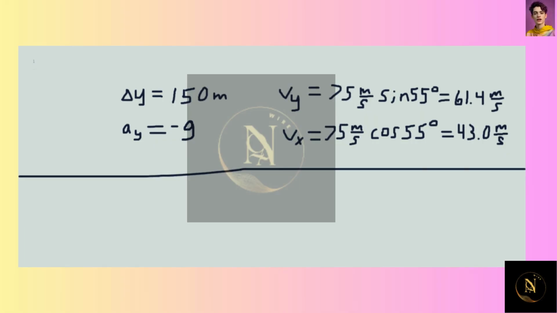We're told that a pilot is flying a plane at a direction 55 degrees above the horizontal and a velocity of 75 meters per second. So the velocity in the y and the x directions then are 75 times the sine of 55 and then 75 times the cosine of 55. The plane is at a height of delta y of 150 meters.